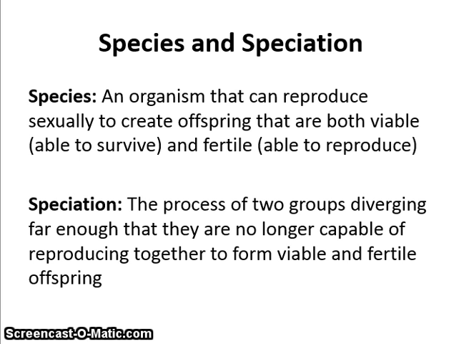Second set of terms that you need to know well are species and speciation. So when we discuss a species, there's a very specific definition for this. This is an organism that can reproduce sexually to create offspring that are both viable, which means they're able to survive, and fertile, so that they can reproduce as well.